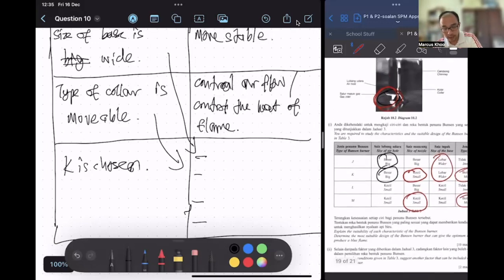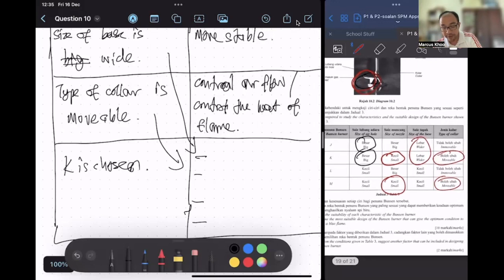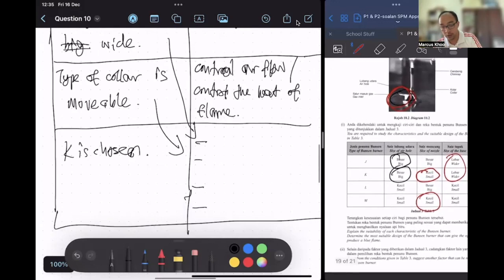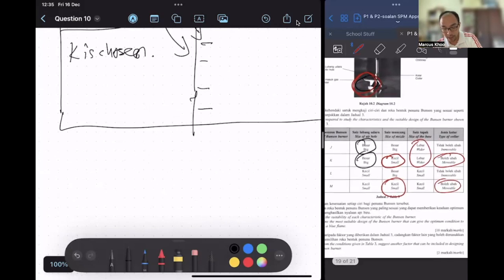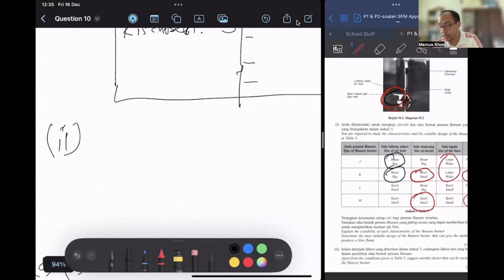But once again, we have this question. Apart from the condition given in table 3, suggest another factor that can be included into designing the Bunsen burner. I did a little bit of research on this. Maybe it's not shown in this picture, so I guess that's why we can put this in.